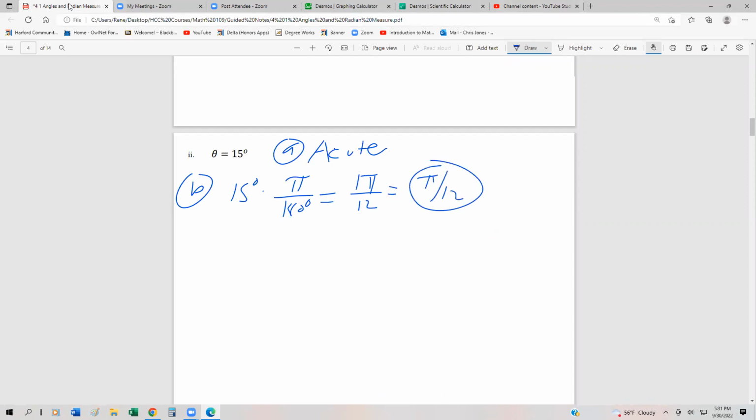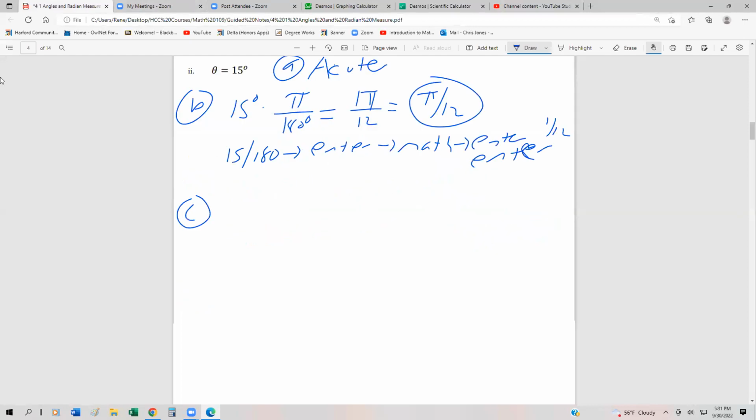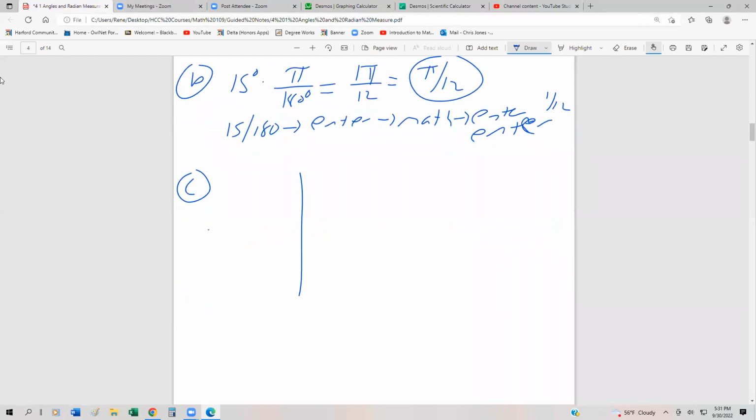And remember, in your calculator, you just type 15 over 180, and then hit enter, and then hit math, and then enter twice. And that should give you the 1/12 out of that. All right, it's up to us to make sure that we remember the pi. 15 degrees in standard position, pretty easy.